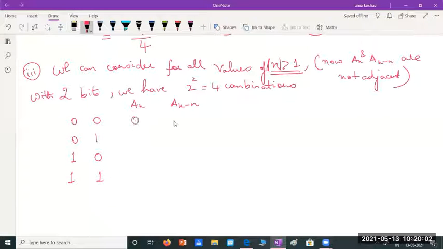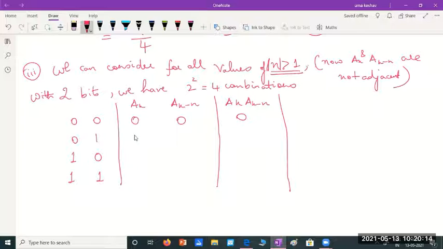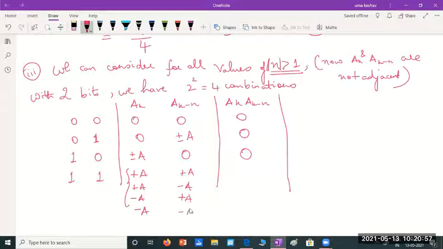So I can have both values as 0 and 0. Then the product of a_k into a_{k-n} would be 0, right? And I can take one of the values as 0. The other value would be what? Plus or minus A. For a 1, it is always represented with plus or minus A. Again, this can be plus or minus A, and this can be a 0. So we'll still get 0. When both are 1, what are the chances? This can be plus A, this can also be plus A, and minus A, and plus A, minus A and minus A. So I'll have 4 different chances for these bits to take.